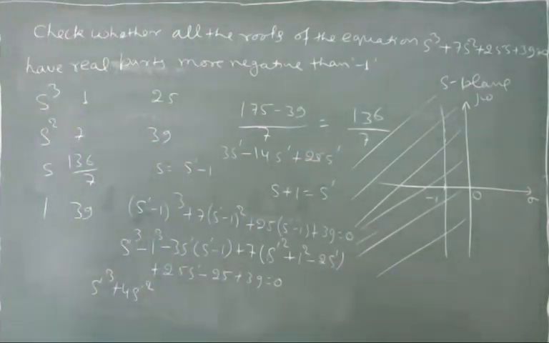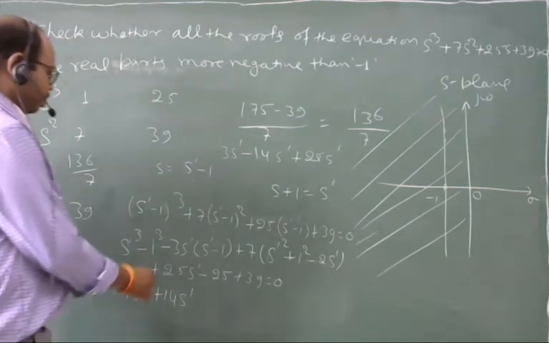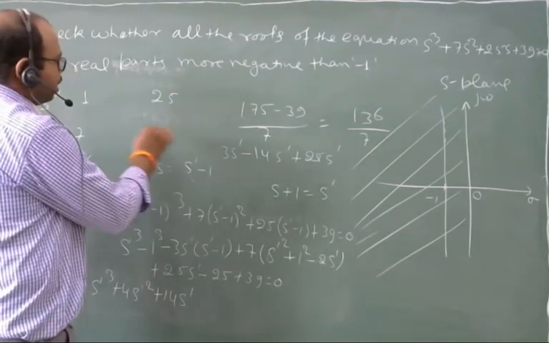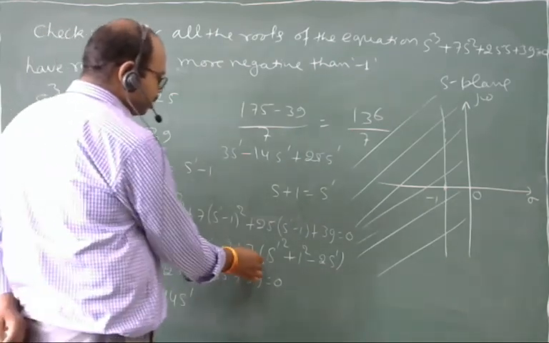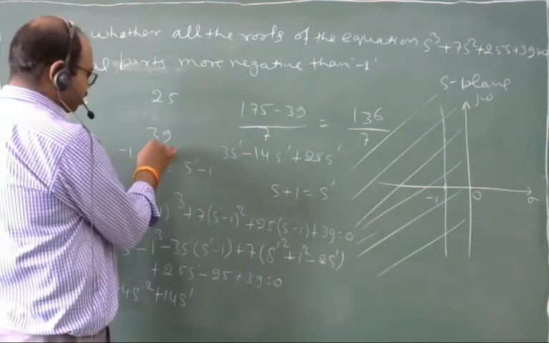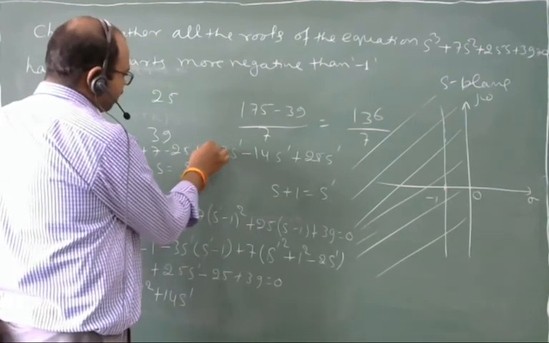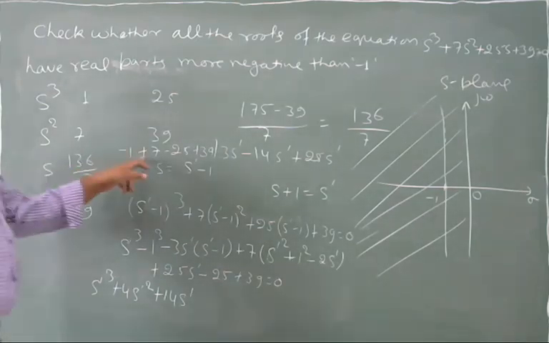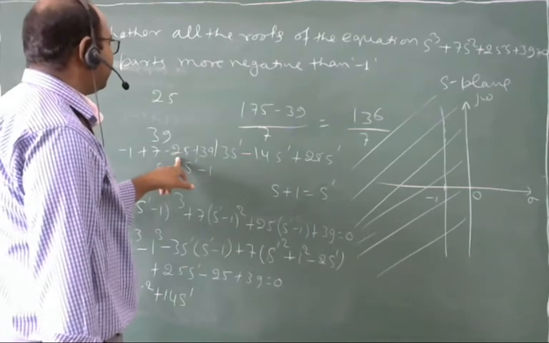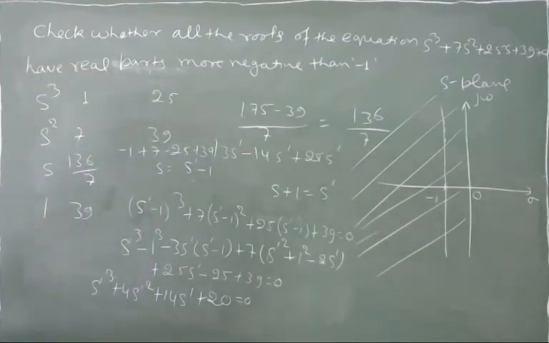14 plus 14S', and the constant term minus 1 plus 7 minus 25 plus 39, and the value will be here 6, 19 minus 19, 20 plus 20 is equal to 0.